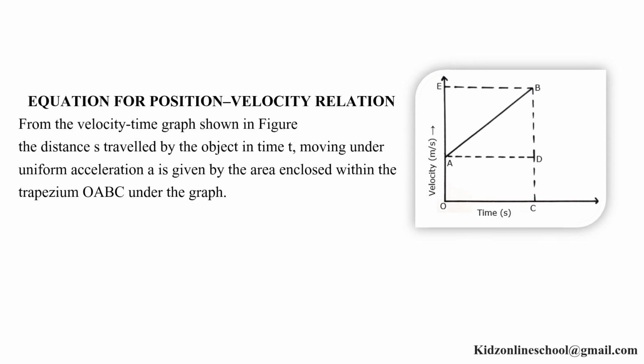Equation for position velocity relation. From the velocity time graph shown in the figure, the distance s travelled by the object in time t moving under uniform acceleration a is given by the area enclosed within the trapezium OABC under the graph.